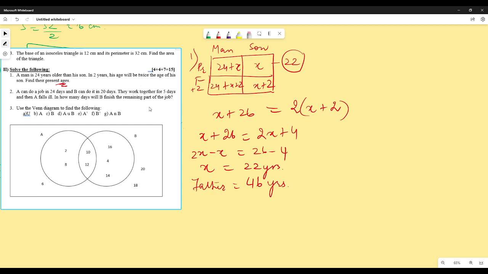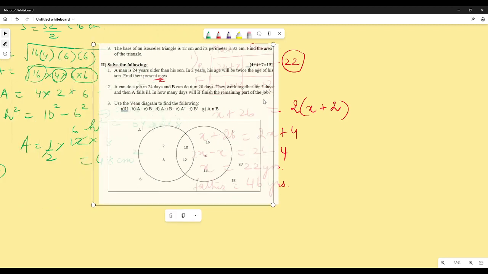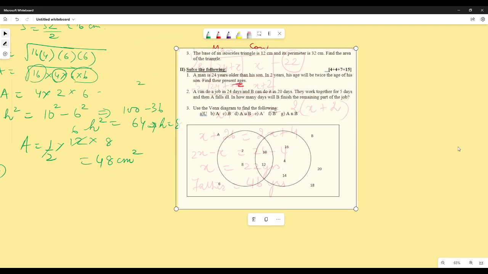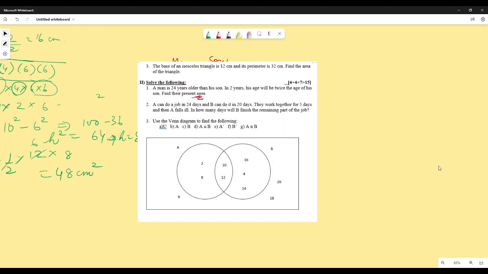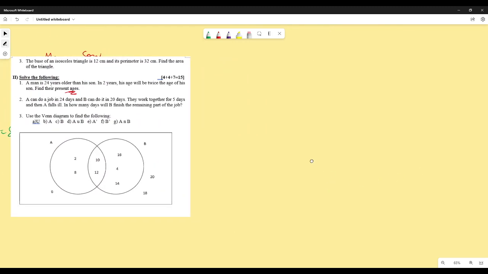Now let us take this further ahead and let us move on to the next question. A can do a job in, now there was another error over here. This is not supposed to be 24 days, this is supposed to be 25 days. So we will just change it to 25 over here.